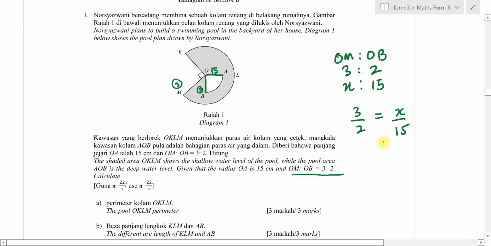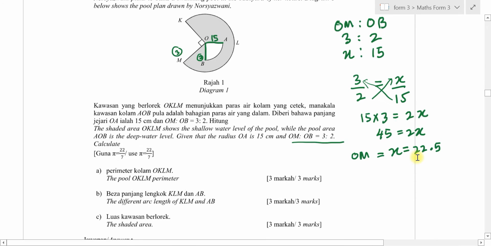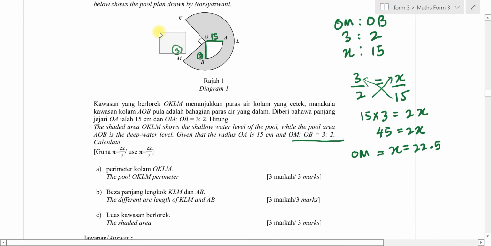We will get the answer. Okay, 15 times 3 equals 2x. Okay, we cross multiply. So 45 is equal to 2x. So x equal to 22.5. That is the OM lah. OM is 22.5 centimeter. Okay, no more ratios. So this one is 22.5 centimeter.